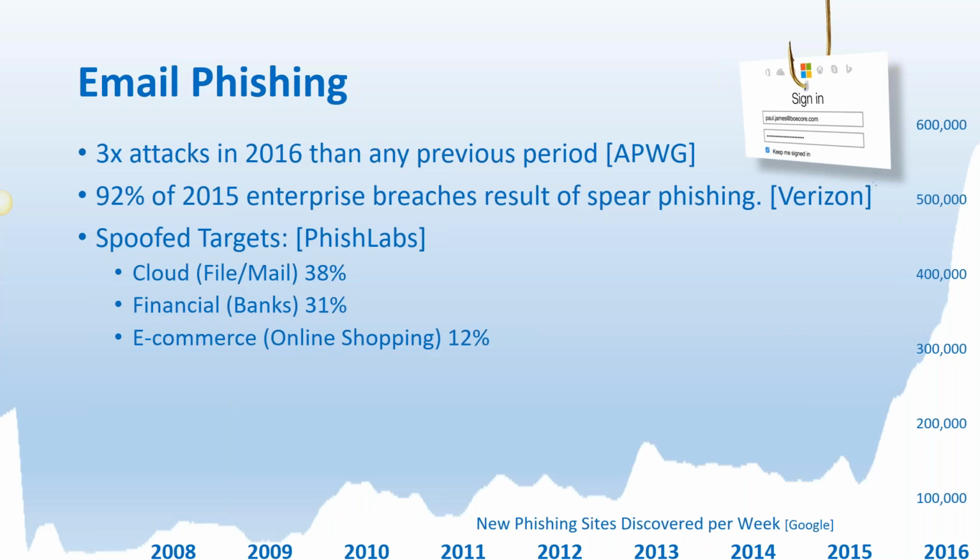Phishing attacks is another huge increase there. You can see the white bar chart in just 2016 with a 3x increase in phishing attacks over any other period. Almost all of the enterprise breaches in 2015 were the result of spear phishing attacks, according to a Verizon study. And the largest chunk of those attacks are for cloud, file, and mail services.